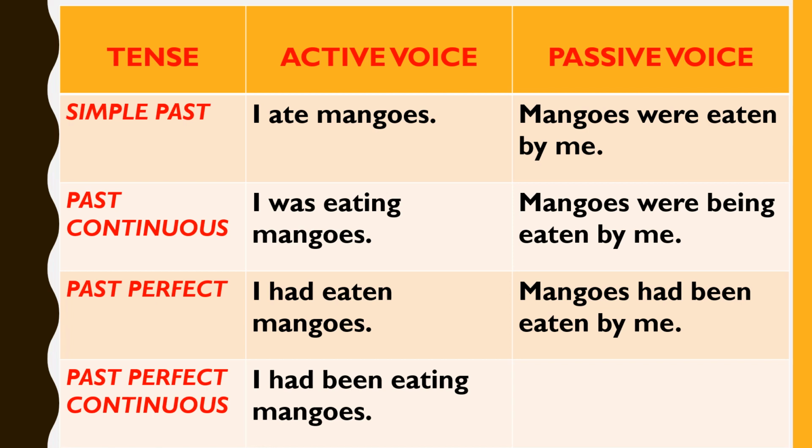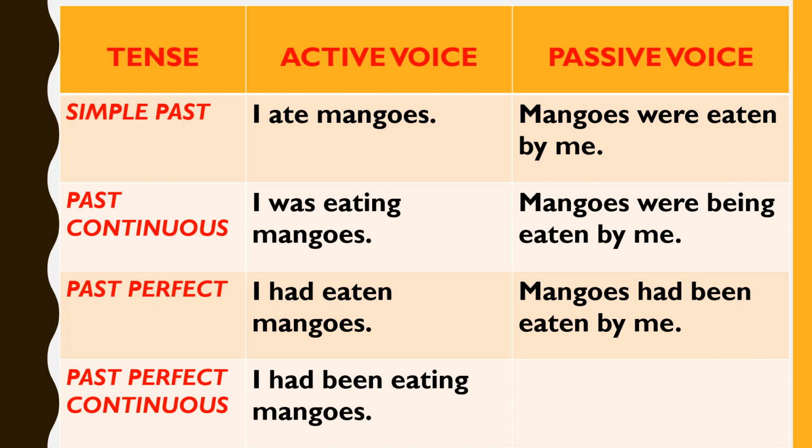Now in past continuous tense, I was eating mangoes. I said earlier, when there is a progressive ing form, you must take being. So I is changed here into me. Subject becomes object, object becomes subject. So mangoes, in the active voice was the object, but in passive voice, mangoes is the subject. So mangoes were, again the auxiliary verb were is used. Mangoes were being eaten by me.